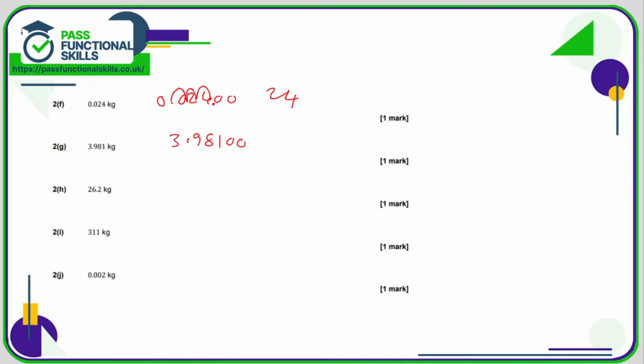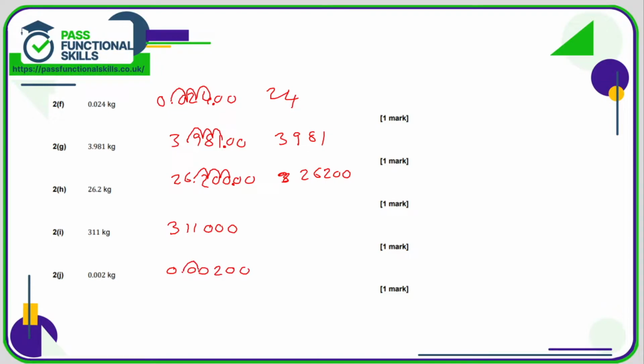3.981, decimal point is moving 1, 2, 3 because we're multiplying by 1,000, so that's 3,981. 26.2 is 26.2 with several zeros, so move the decimal point 3 positions and we get 26200. 311 is a whole number, so to multiply that by 1,000 just stick 3 zeros on the end, and this last one might be a bit problematic. So again 1, 2, 3, so it's going to go just after the 2, so 2.0, in other words 2.